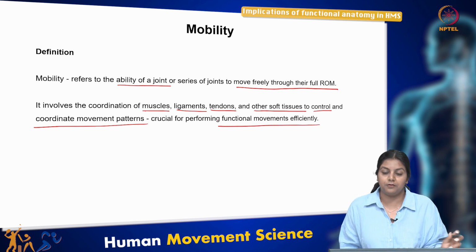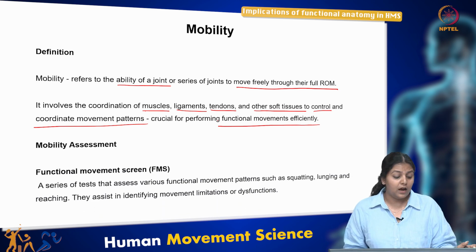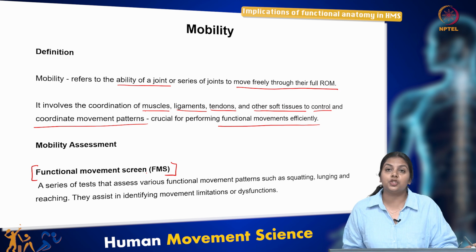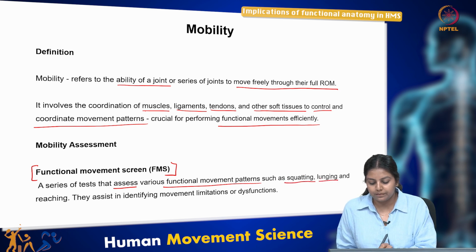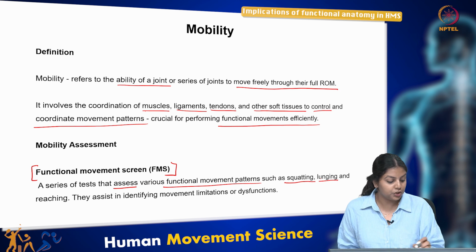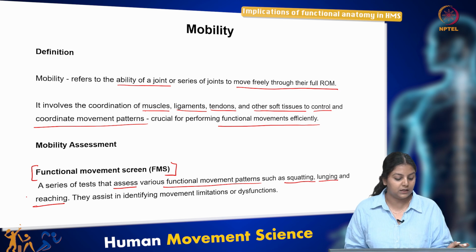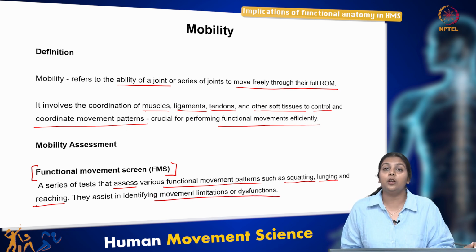functional movements efficiently. So let's look at how can we assess mobility. There are different ways of assessing mobility, and together these tests are called functional movement screening. Functional movement screening is a series of tests that assess various functional movement patterns. So for example, squat, so your ability to squat or to lunge or to reach, right? So functional movement screening looks at all of these abilities to ensure that you have good range of motion, good mobility, as they assist in identifying movement limitations or dysfunctions.